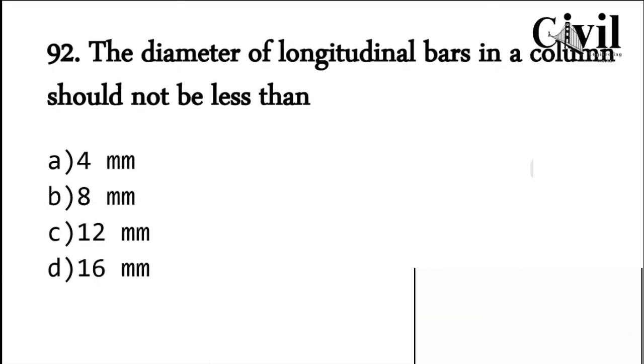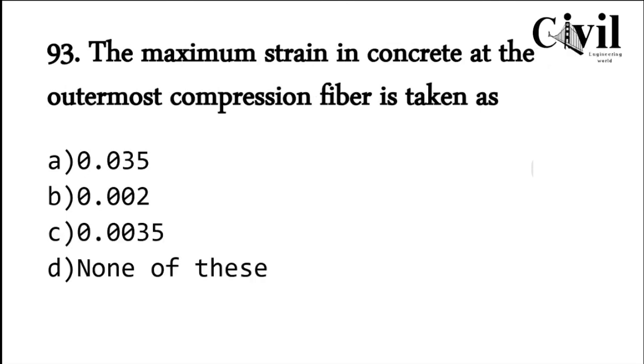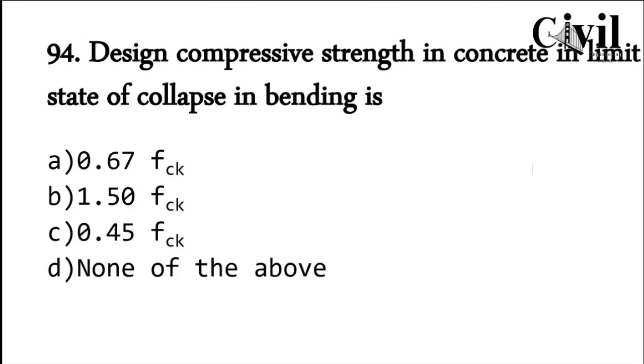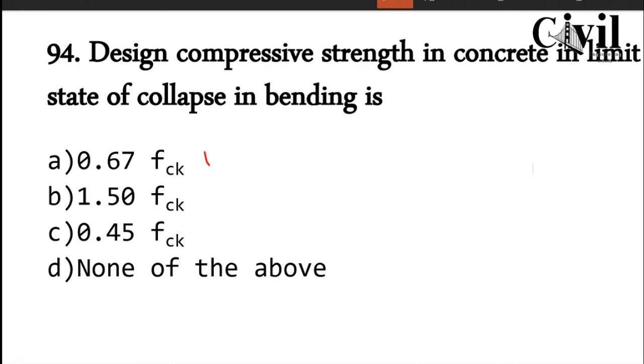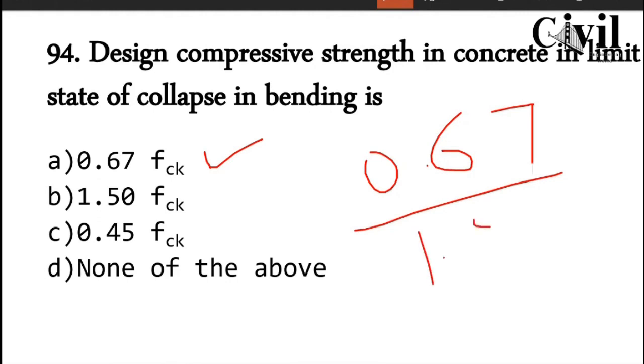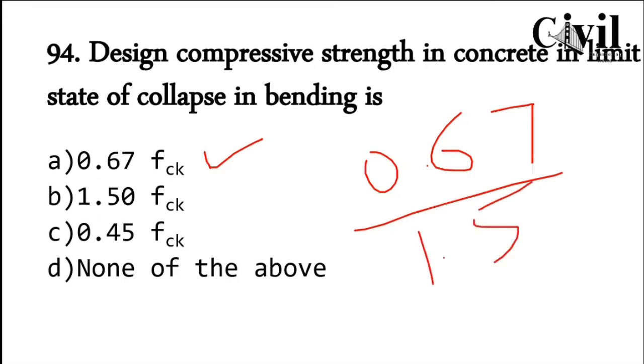Okay, so the diameter of longitudinal bars in column should not be less than 12 millimeter. C is the correct answer. In this case, the maximum strain in the concrete at the outermost compression fiber is taken as 0.0035. C. Okay, the design compressive strength in concrete in limit state of collapse in bending is, of course, you can divide 0.67 by 1.5. That comes 0.45 fck. Okay, so here we have C is the correct answer.